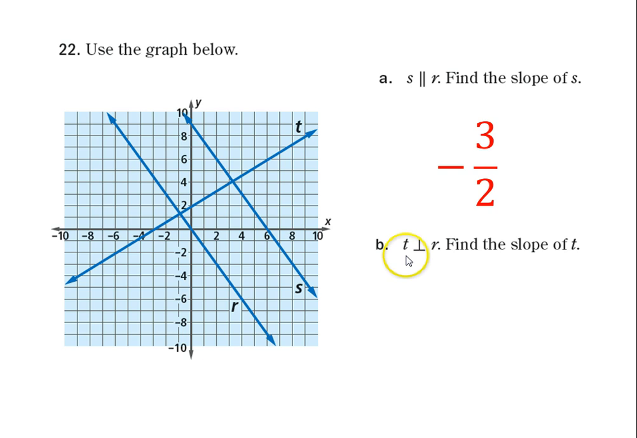B is telling us that T is perpendicular to R. So that means that line T and line R are perpendicular, therefore they form a 90-degree angle where they intersect. We want to find the slope of T. Well, we know the slope of R is negative 3 over 2, because that's the slope of S, and S and R are parallel. So that means that R and T have to have opposite reciprocal slopes. So we're going to take the opposite reciprocal of negative 3 over 2. The opposite of a negative number is a positive number, and the reciprocal of 3 over 2 is 2 over 3. So the slope of line T is going to be 2 over 3.